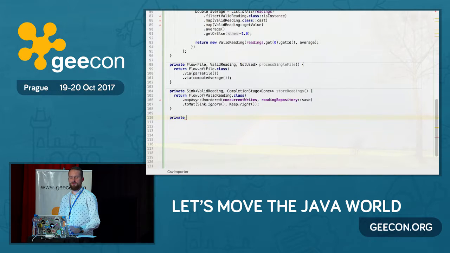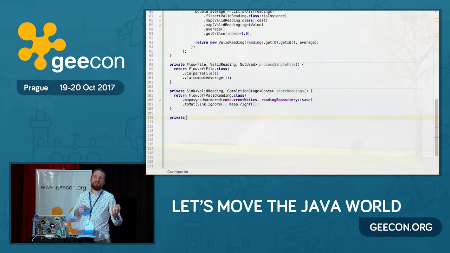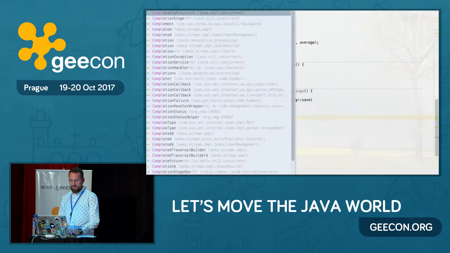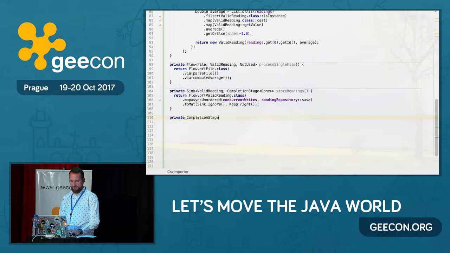So now we're going to create a normal method that would actually be run. It will no longer be a graph stage. And this method will return a completion stage. So that's our handle to the processing pipeline. And this is what is returned by our sink, the process single files. Sorry, the store readings sink. So the return type is going to be CompletionStage of Done. And we're going to call it importFromFiles.